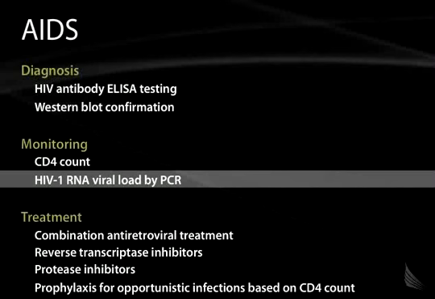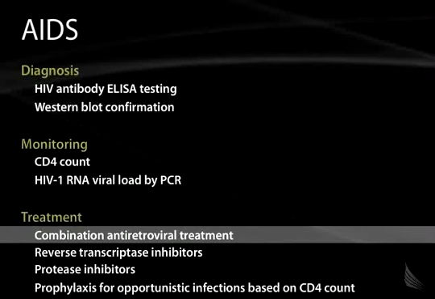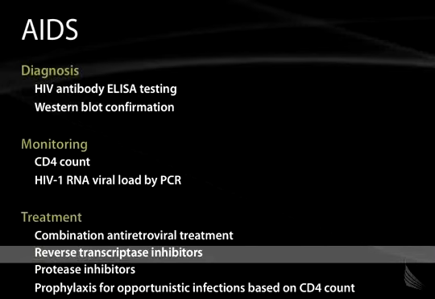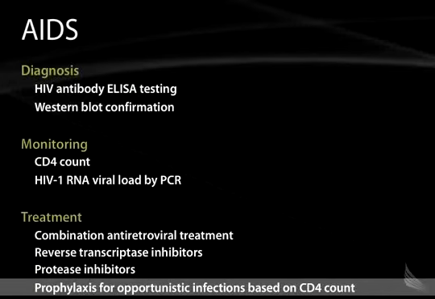The goal, indeed, of many of our therapies for HIV, which include various antiretroviral treatments, the use of reverse transcriptase inhibitors, protease inhibitors, and prophylactic treatment of various opportunistic infections, is to try and keep the patient's HIV RNA load to negligible levels.